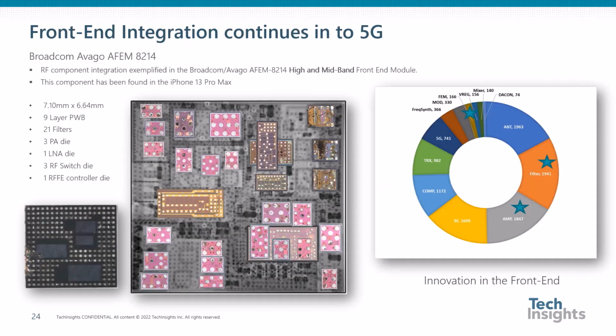Here is a good example of the integration within the front end. This high-band, mid-band front-end module was found in the iPhone 13. It is a module that measures 7.10 millimeters by 6.64 millimeters and contains 8 die: 3 PA, 1 LNA, 3 RF switch, and 1 RF front-end controller die, and 21 filter dies.